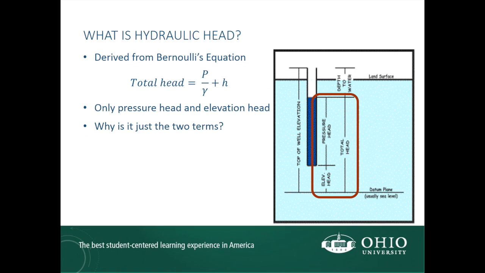Since hydraulic gradient describes the change in hydraulic head, let's begin by defining hydraulic head. Hydraulic head is derived from Bernoulli's equation and is given as the sum of the pressure head and elevation head. Why do you think we only use the pressure and elevation heads without including the velocity head? Think about how groundwater flows.